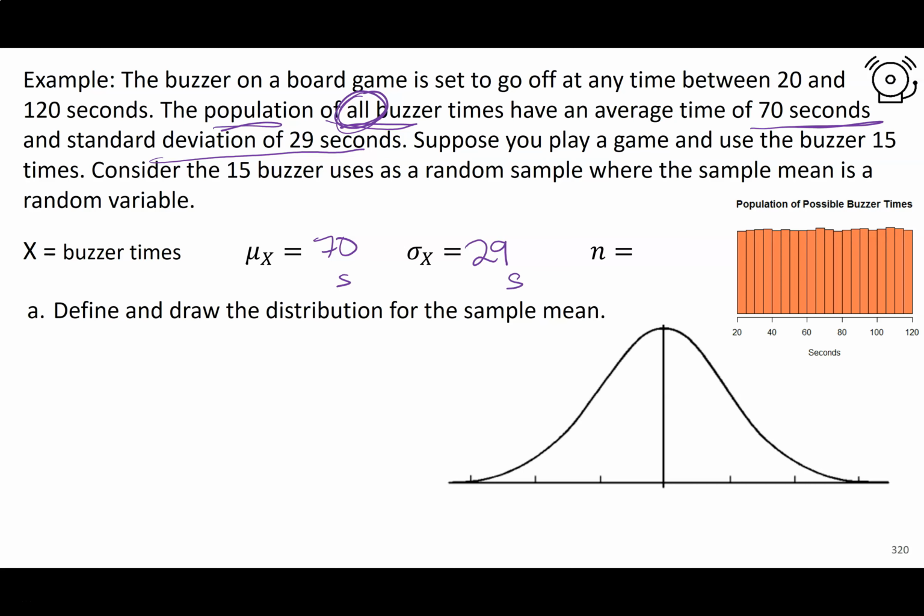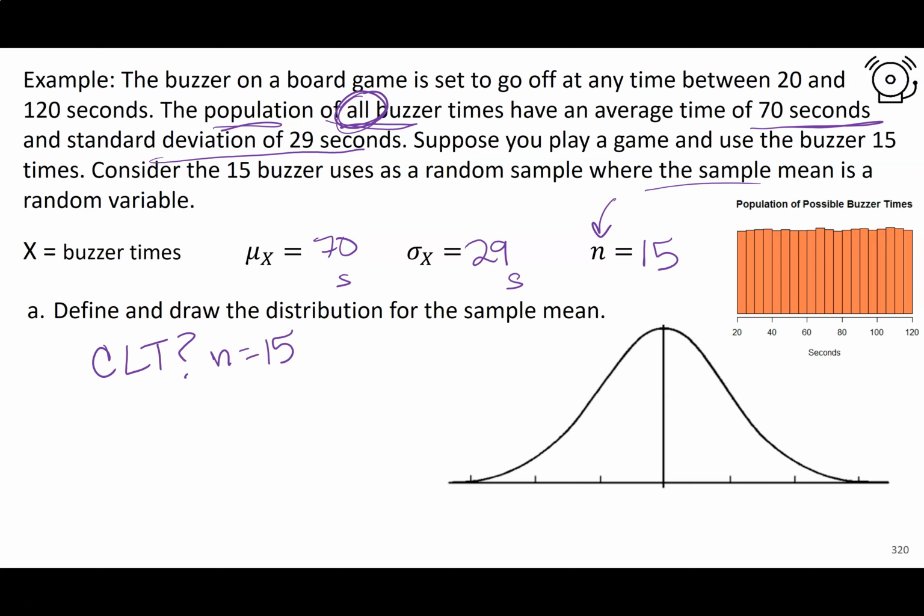Suppose you play a game and you use the buzzer 15 times. So that's getting at n. Consider these as a random sample. So we're treating it as a random sample. They represent the population there. So where the sample mean is a random variable. So we want to know a couple of things. First off, is the central limit theorem going to kick in? So my sample size is 15.